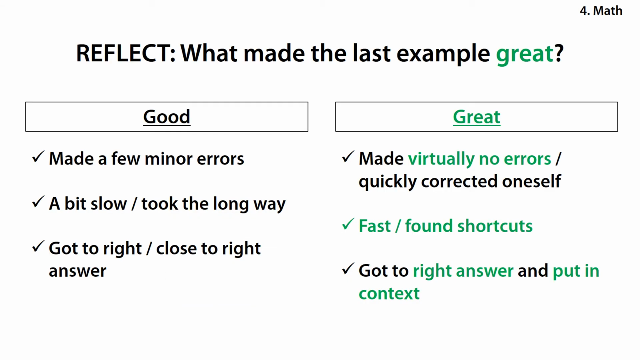Now let's take a few moments to reflect. First, I want you to look at the criteria for good versus great performance for the math. And then I want you to honestly assess where your performance fell. Then I want you to re-listen to my good example and see how it falls mostly into the criteria on the left. Then re-listen to my great example and see how it falls mostly into the criteria on the right. So please take a few moments to pause and replay before proceeding.